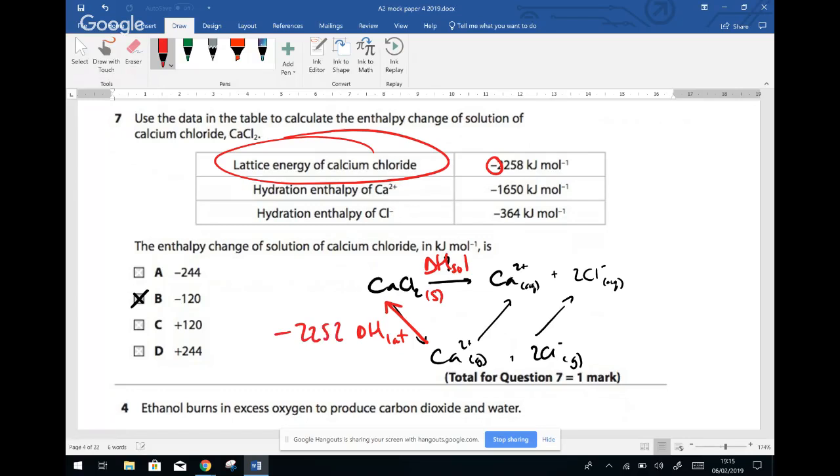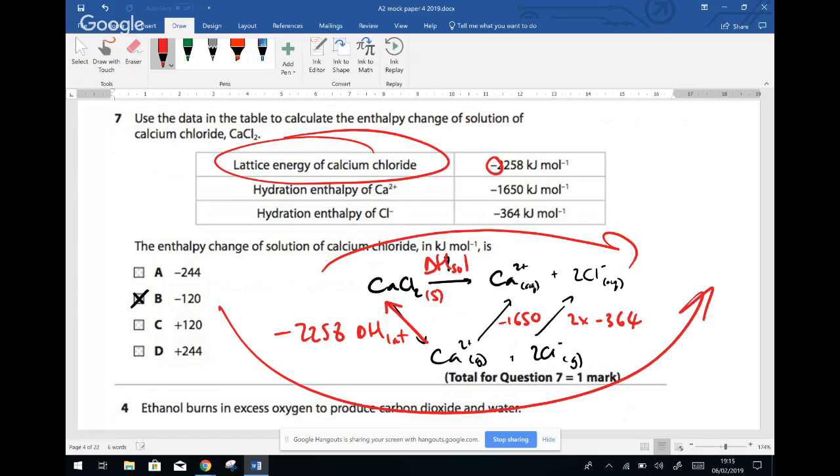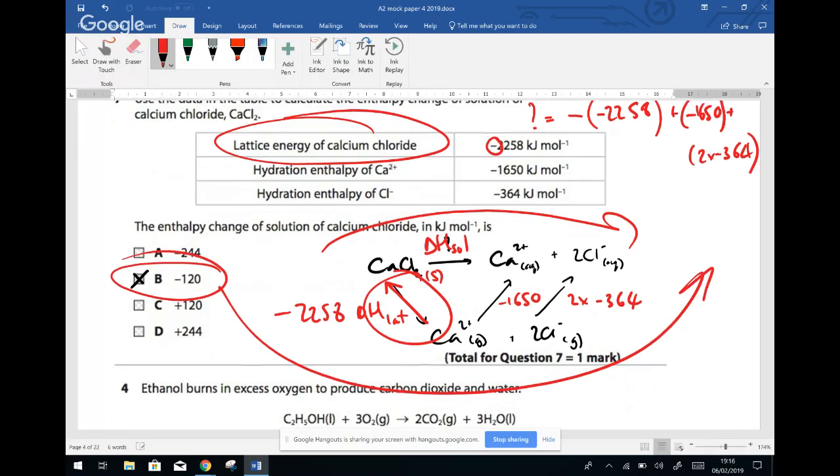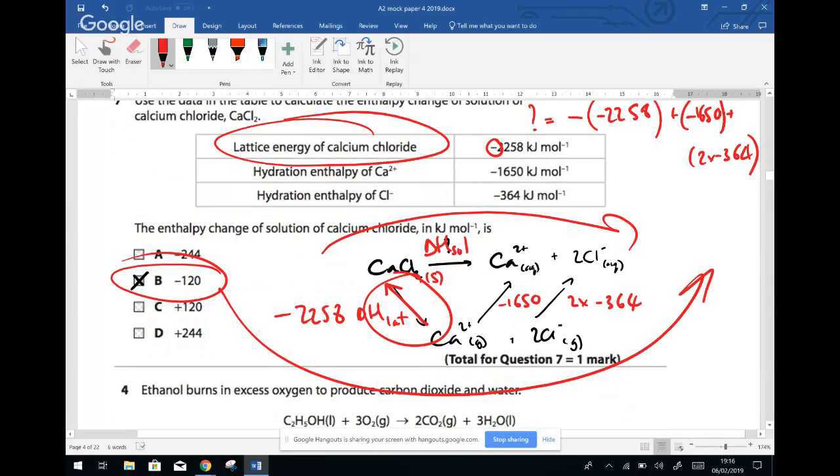Minus 2258. Put on your hydrations. Calcium is minus 1650. Chloride is 2 times minus 364. That way equals that way. Final equation: my question mark equals minus bracket minus 2258 close bracket, plus bracket minus 1650, plus bracket 2 times minus 364. And I get a value of minus 120. Gotta know your cycles, folks. Can't make this stuff up.